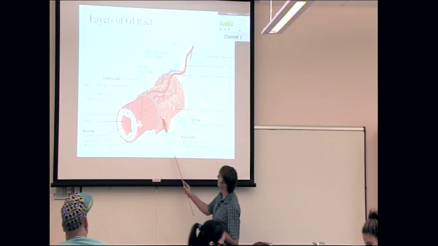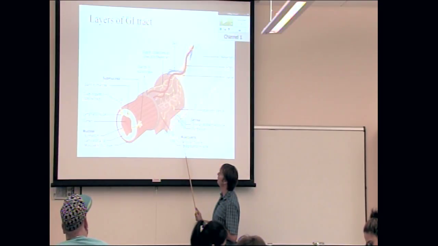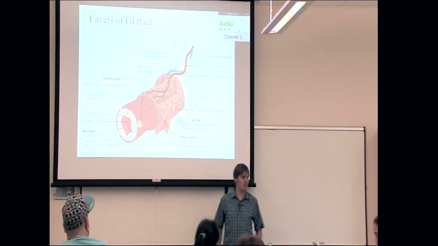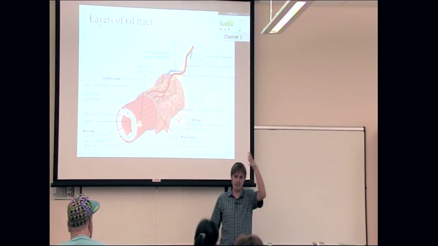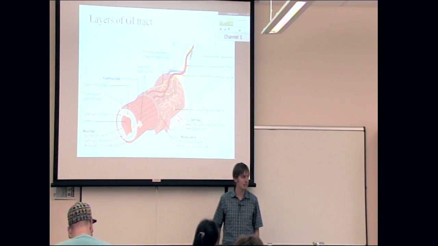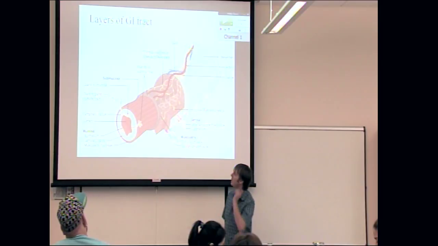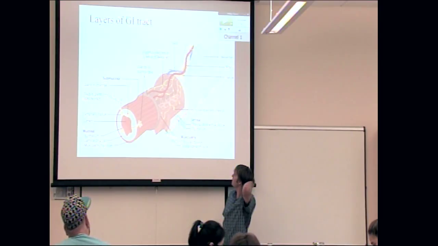Which is right there. Any ideas why you have a circular muscle layer and a longitudinal muscle layer? Yeah, so one just squeezes this way, and then one can squeeze down. So you'll see, I think we have a video of that for the esophagus.